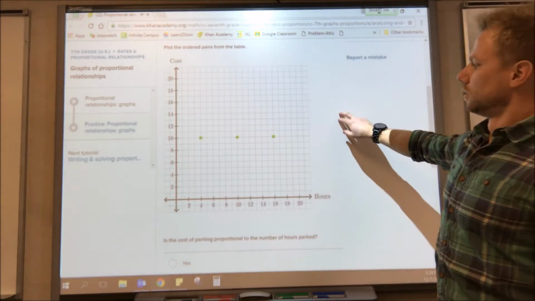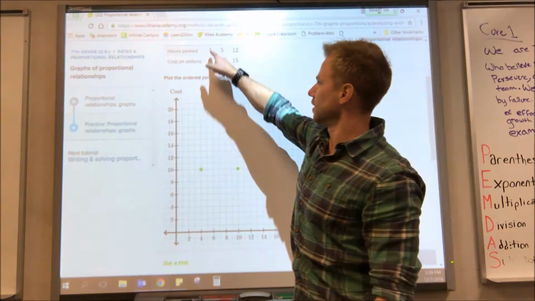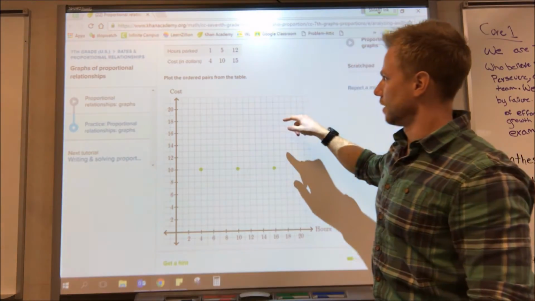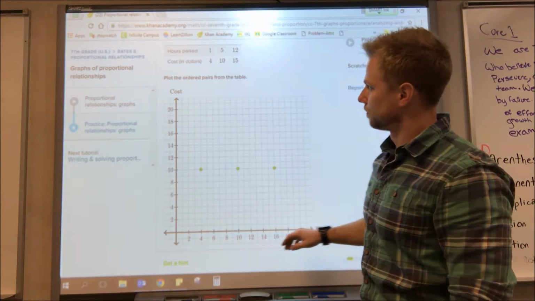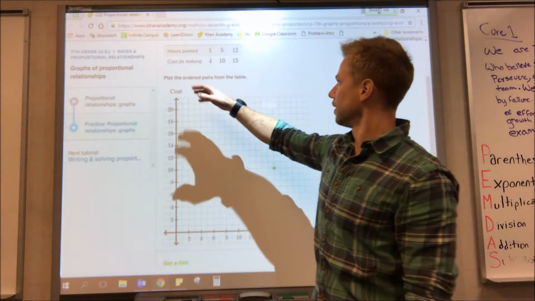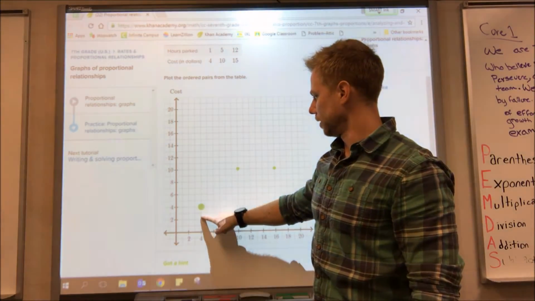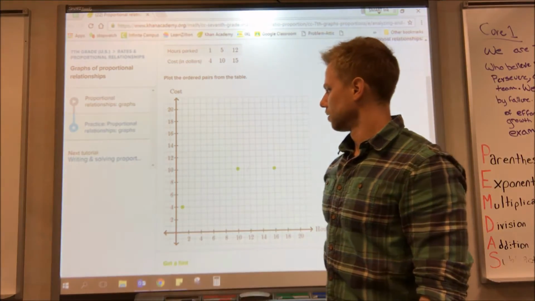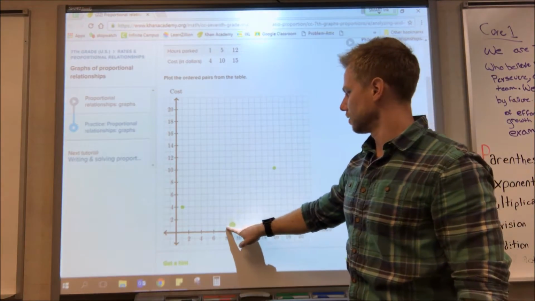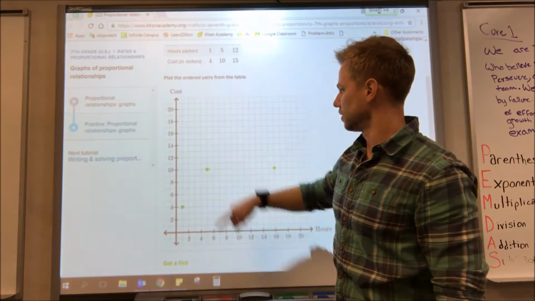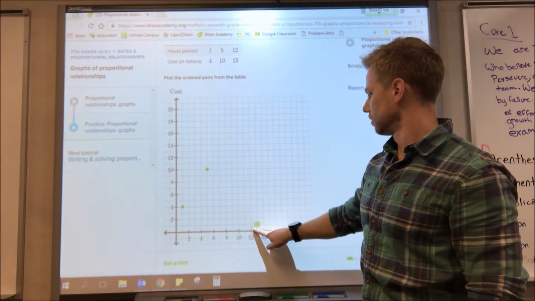Good. The next one says plot the ordered pairs. So I have to take these ordered pairs and plot them, graph them. So 1 hour, hours are on the bottom, and cost is going up and down. So 1 hour is $4. So I have to move the point 1 hour, $4. 5 hours is $10. 5 hours is 10. And then 12 hours is $15.